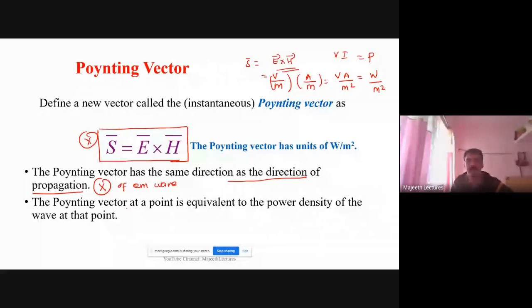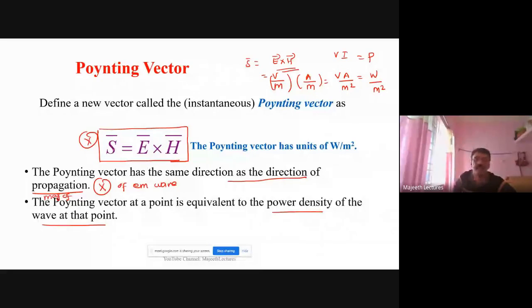Then the pointing vector at any point is equivalent to the power density of the wave at that point. So the magnitude talks about power density and the direction is the direction along the EM wave. Okay, how is this the magnitude? The second point is talking about the magnitude of the pointing vector at any point, which is equal to the power density of the wave at that point.